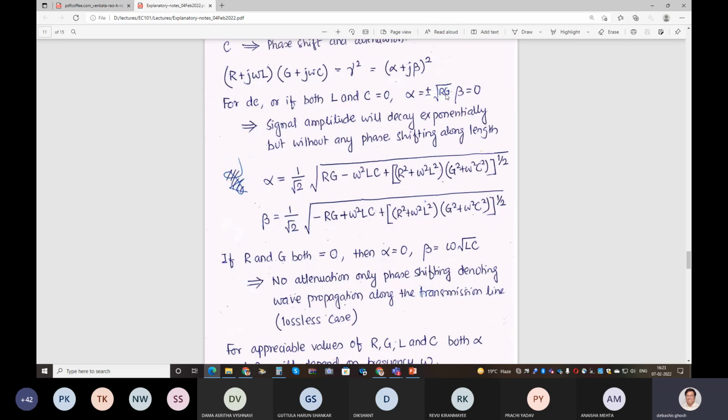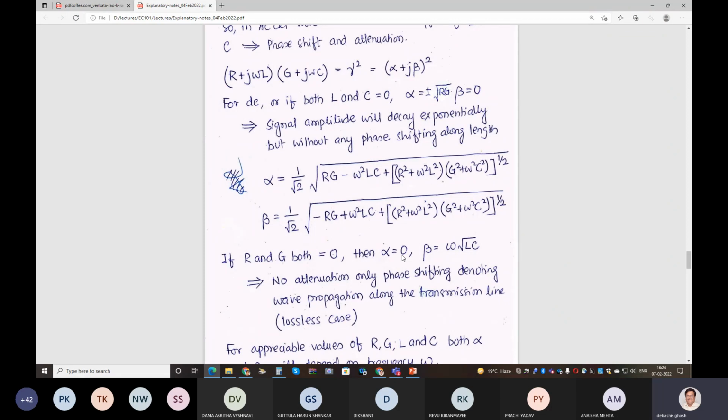So it is not that these R and these G are related. They are different. Clear? Okay. So if R and G both equal 0, that means there is no leakage of current in the shunt path, and there is no voltage drop in the series path. Then in that case, alpha will be equal to 0. Obviously, there is no attenuation because no current is leaking and no voltage drop is taking place.